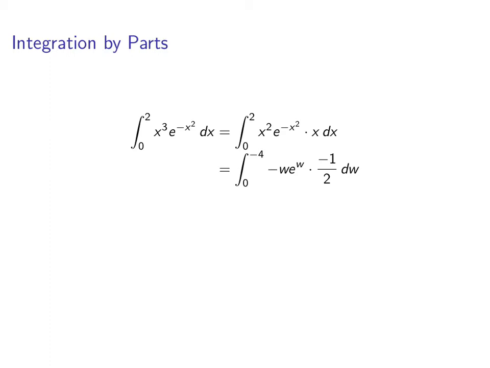So how did this first piece come in? Well, remember that w is equal to negative x squared, so x squared is negative w. And notice that we've changed the limits of integration. Alright, so if we clean up, the minus signs cancel out, the 1/2 gets pulled out in front.